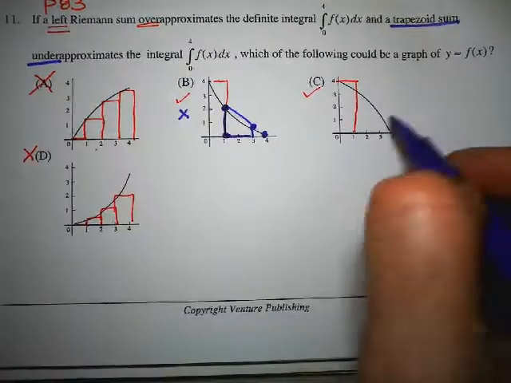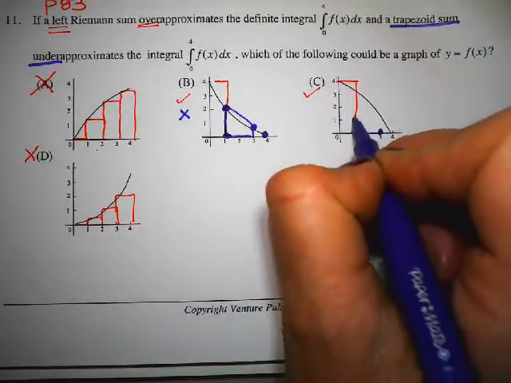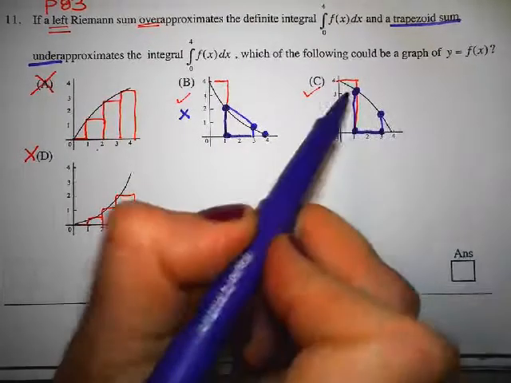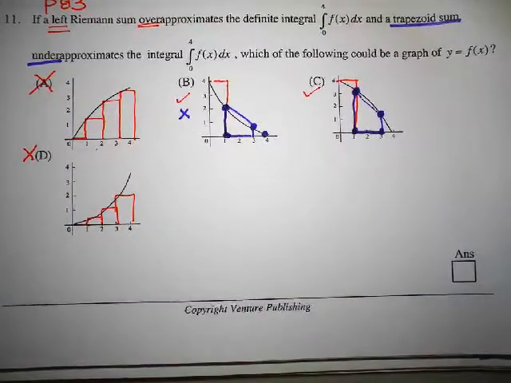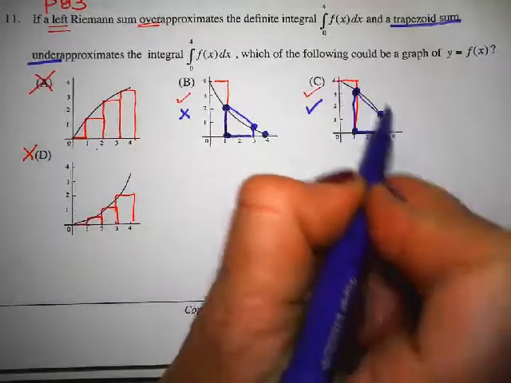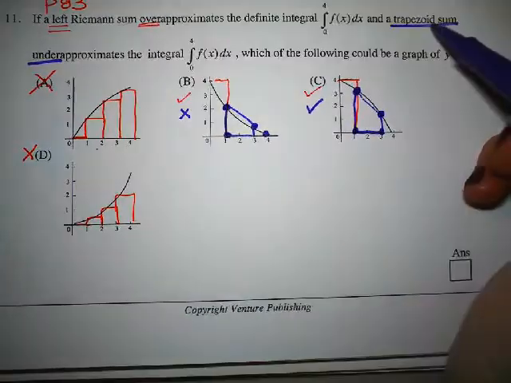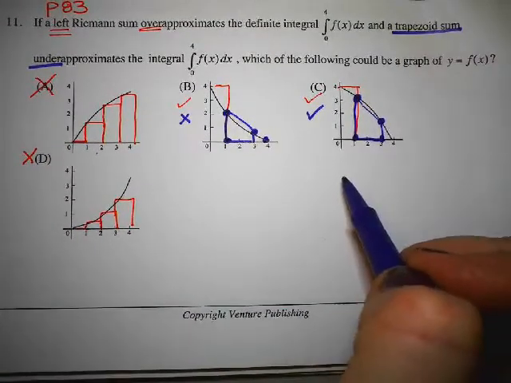Let's make sure it works over here. I'm going to go from 1 to 3. Go up till I hit my graph. I'm just trying to draw a trapezoid here. And I'm going to connect these two with a straight line. Well, it's kind of hard to tell, but if I draw my straight line, it is going to be under the curve. The curve was concave down, and so that straight line is under it. So for a trapezoid rule being an underestimate, it's going to be the answer C.